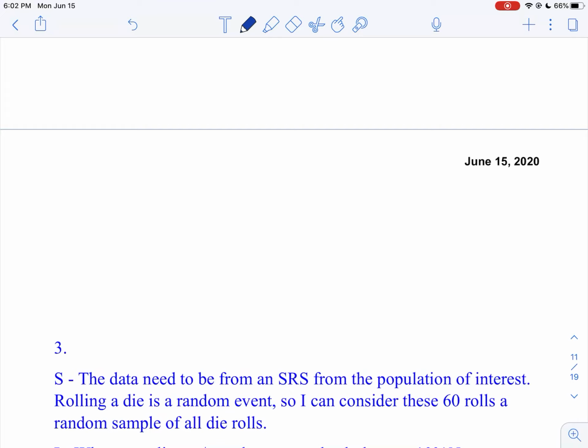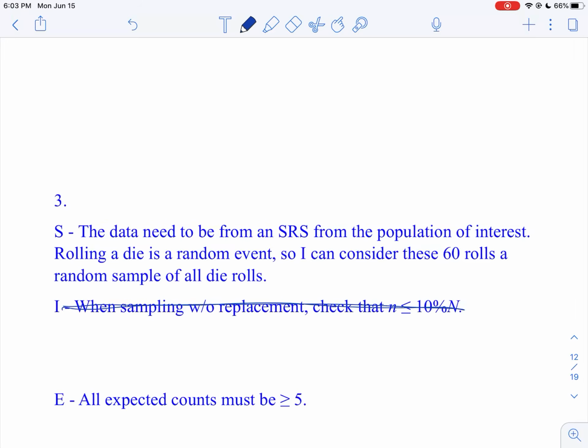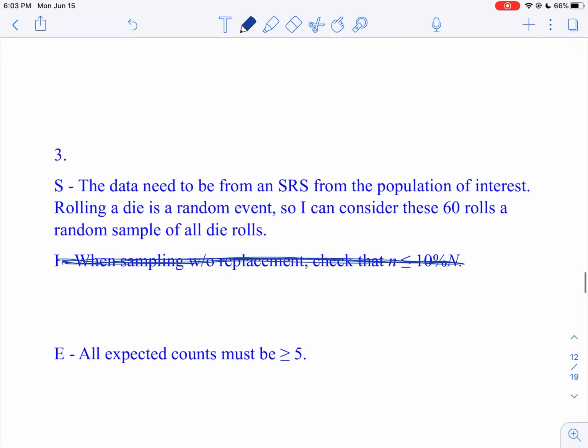And so then for our I, remember, we don't have to say anything about independence this time. We can just say that when we are sampling without replacement, which this would be, the more I think about that, I think we could say this is with replacement, because I roll a die and I get a 2, I could roll a die and get a 2 again. So I think I'm going to skip that step in this one. I think we're okay without that one.